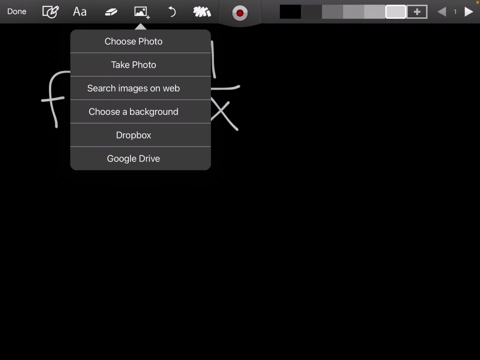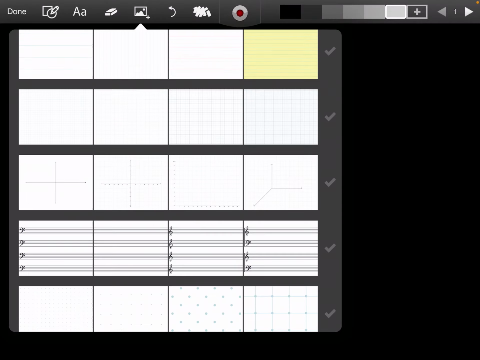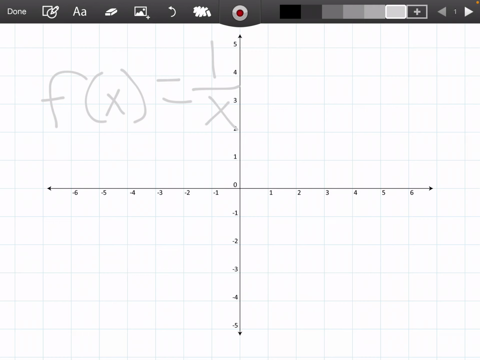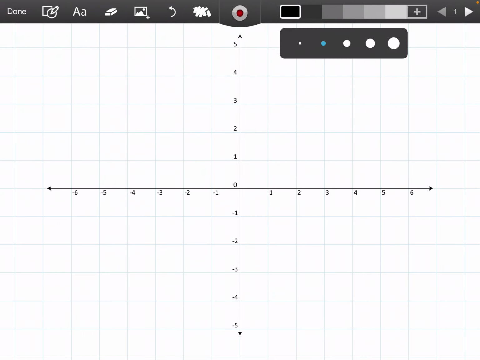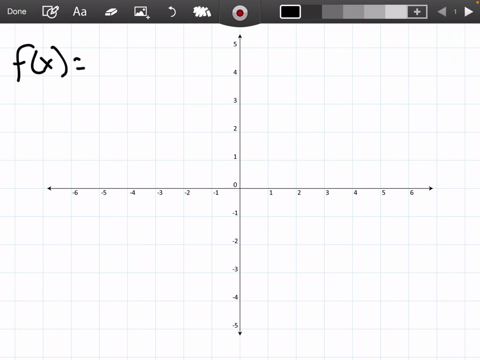So let's first start off with the most basic rational function, f of x equals 1 over x. Let's draw this together. So let's make a plane right here. And let me rewrite that: f of x equals 1 over x.